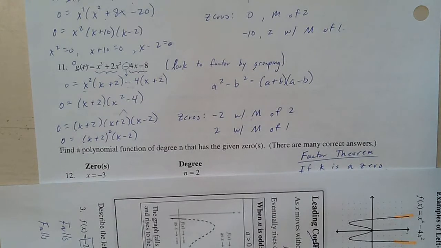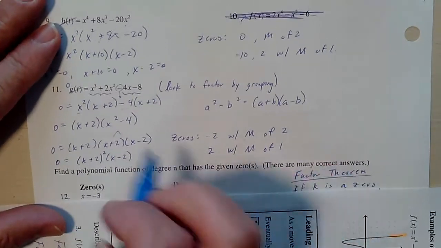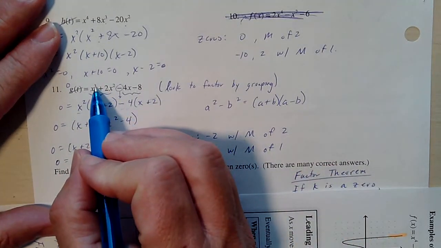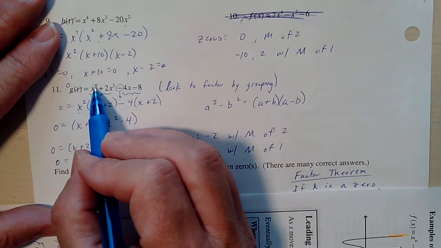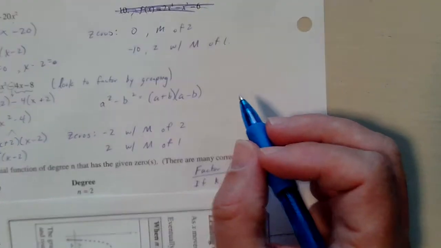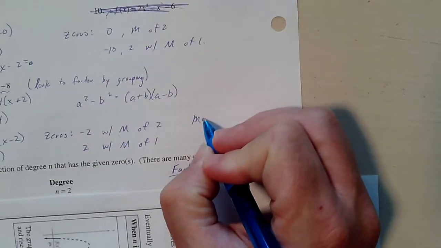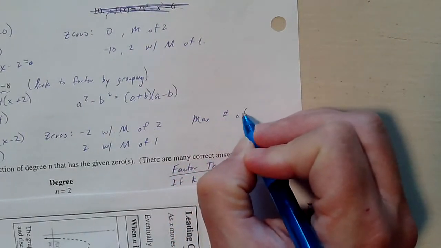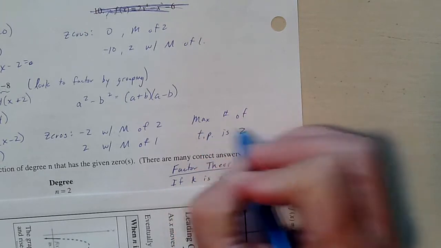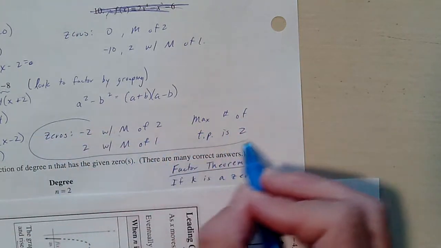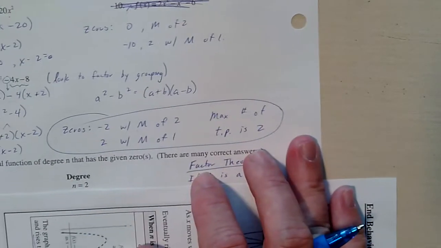Okay. Last thing the directions were asking for was the max number of turning points. The max number of turning points is always given by the degree minus 1. Since this is a third degree function, we take 1 away from that to say that it's 2. So max number of turning points is 2. There's the solutions to that problem.